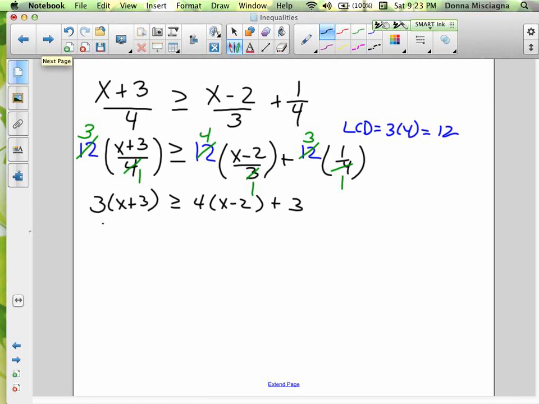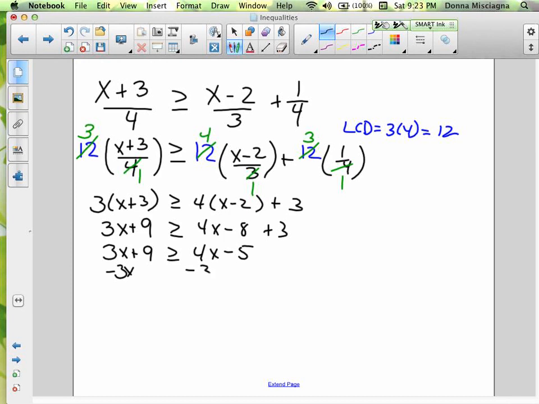Now we can just solve this. So 3x plus 9, we'll distribute the 3, is greater than or equal to 4x minus 8 plus 3. Combine our like terms. 3x plus 9 is greater than or equal to 4x minus 5. If I subtract 3x, I'm not going to have to worry about reversing the direction of that inequality at any time because I'll never be dividing by a negative number. So if you keep the x positive, and sometimes you can't do that, you won't have to worry about reversing the inequality. So 9 is greater than or equal to x minus 5, right?